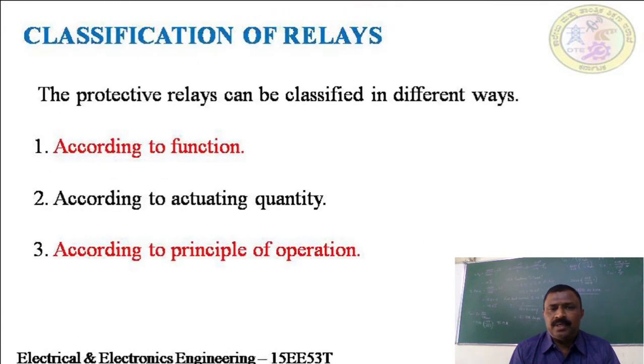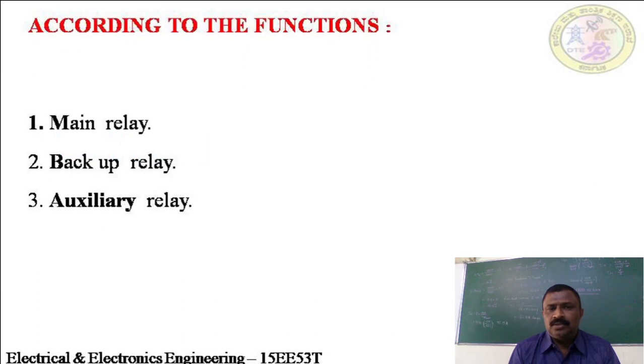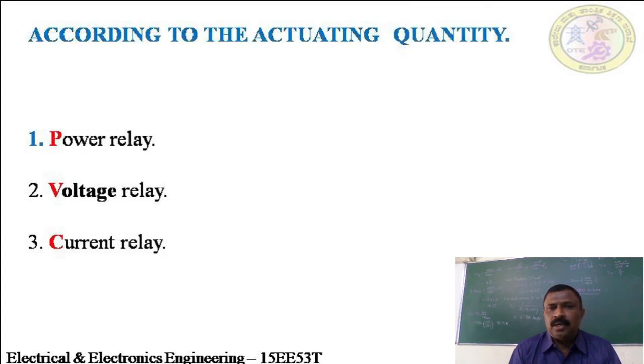The classification is based on one, function, second, actuating quantity, and third, the principle of operation. According to the function, the main relay is the first line of defense, the backup relay is the second line of defense, and the third is the auxiliary relay. For the actuating quantity, this is the quantity for which the relay starts initiating its action, therefore it is called the actuating quantity relay. It can be classified as a power relay, voltage relay, and current relay.